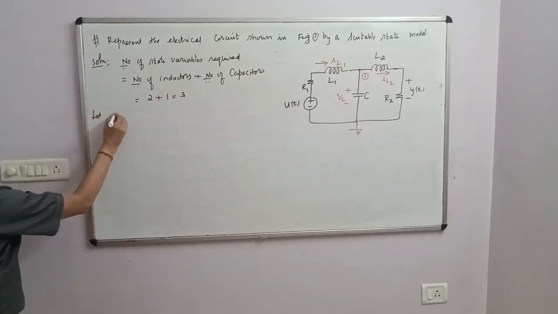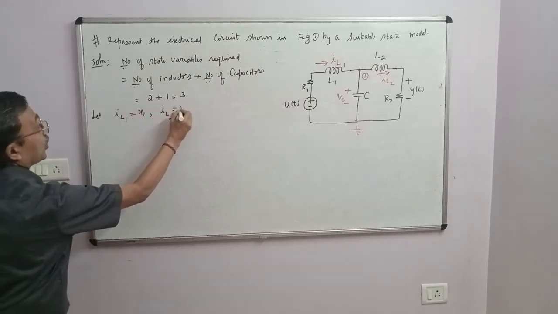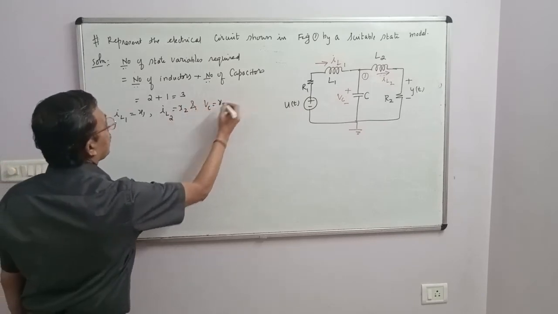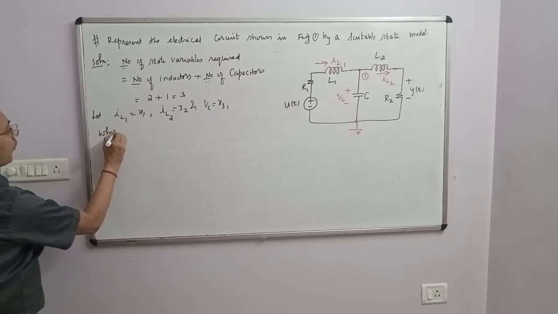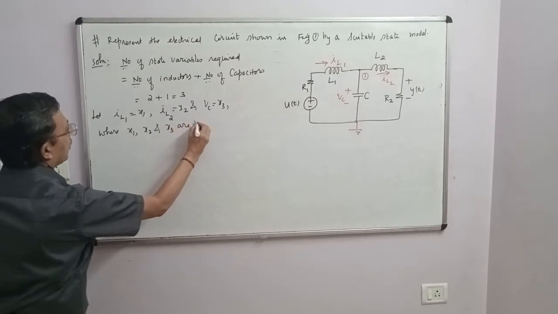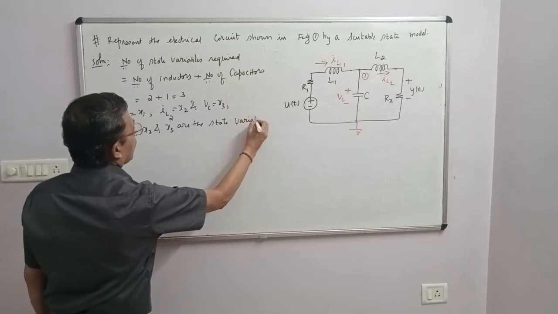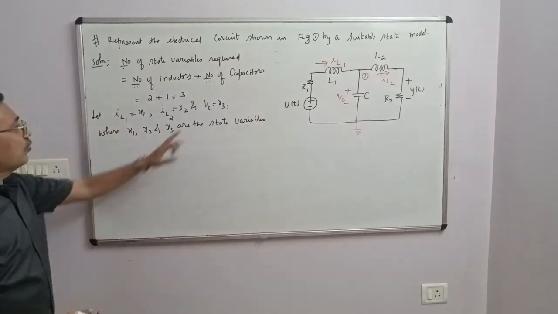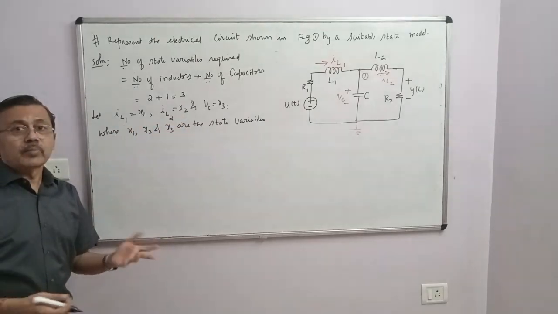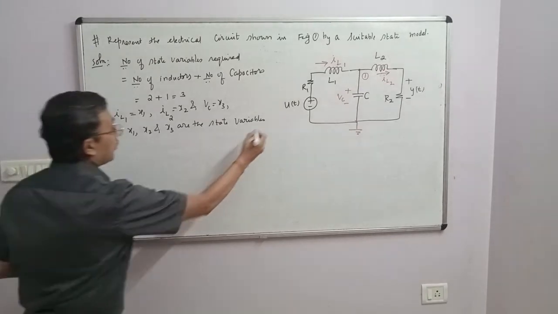Let IL1 be equal to x1, IL2 be equal to x2 and VC be equal to x3, where x1, x2 and x3 are the state variables. In the examination, if you call VC as x1, IL2 as x2 and IL1 as x3, nothing is wrong because state model is not unique.